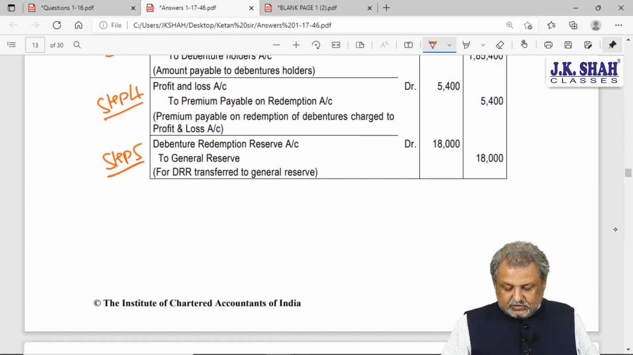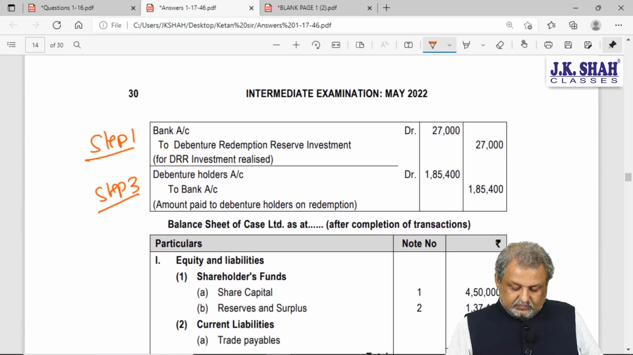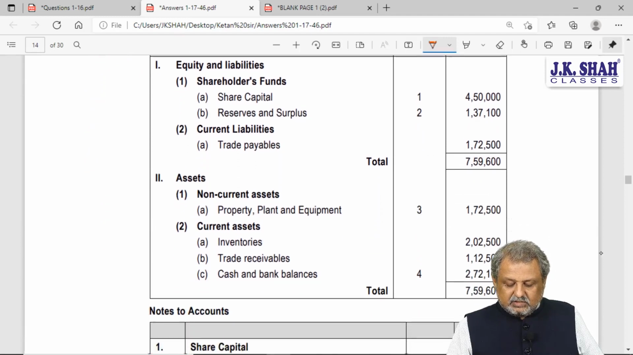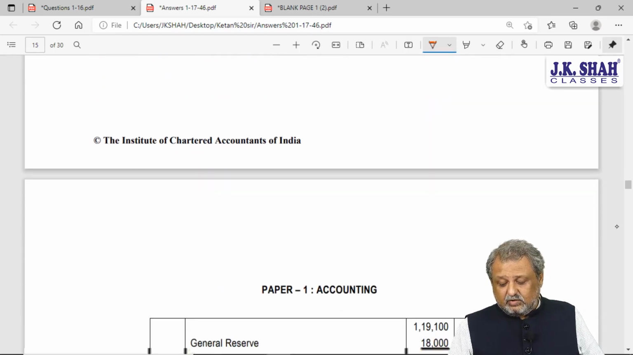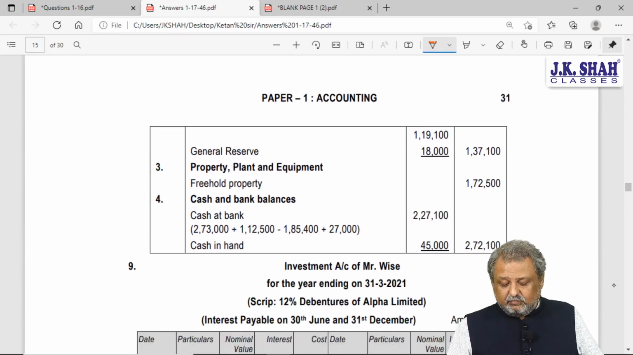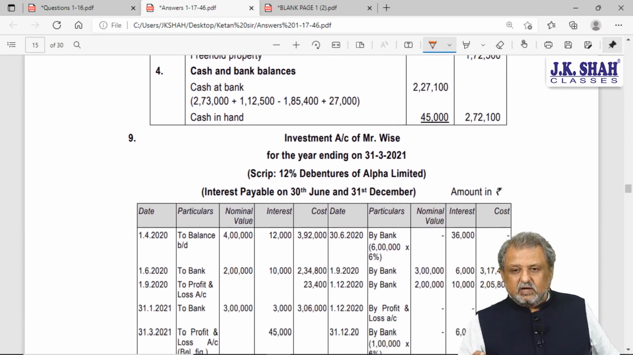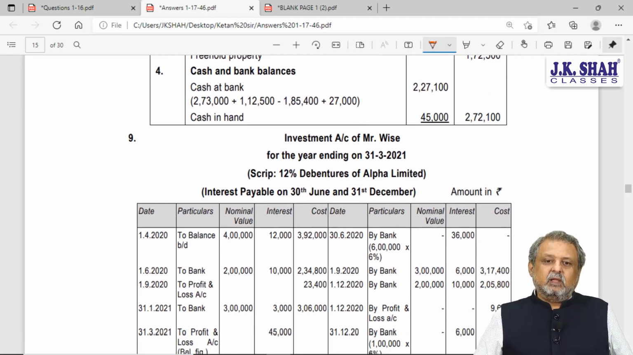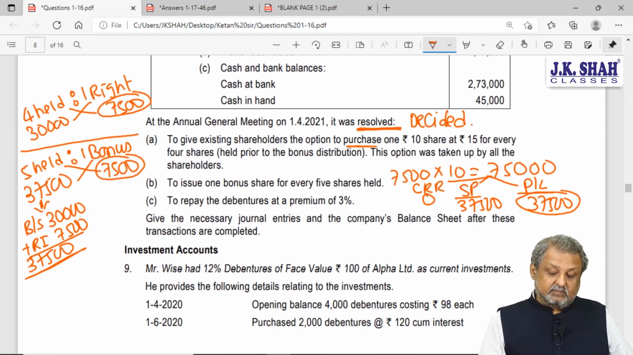So that is about redemption of debentures. Preparing the balance sheet after the journal entries. I told you, as far as the order of entries is concerned, if you forget something, the dates are not given, so it's a little bit upside down, okay, no problem. But with regard to the number of entries, that must be there.